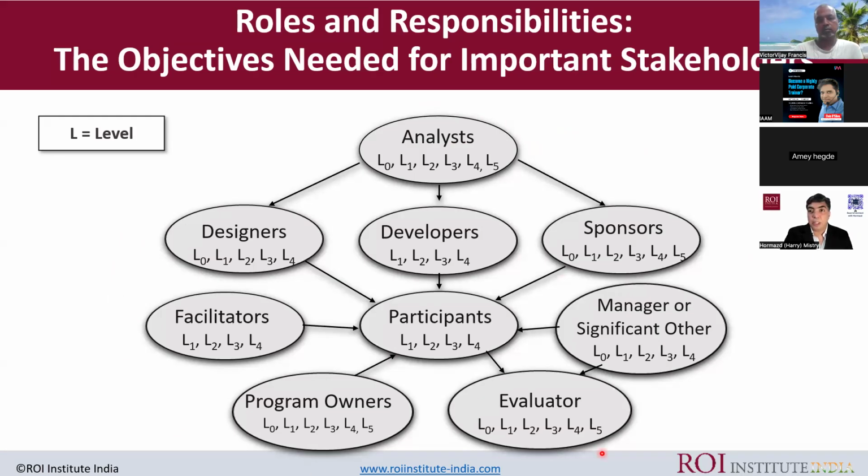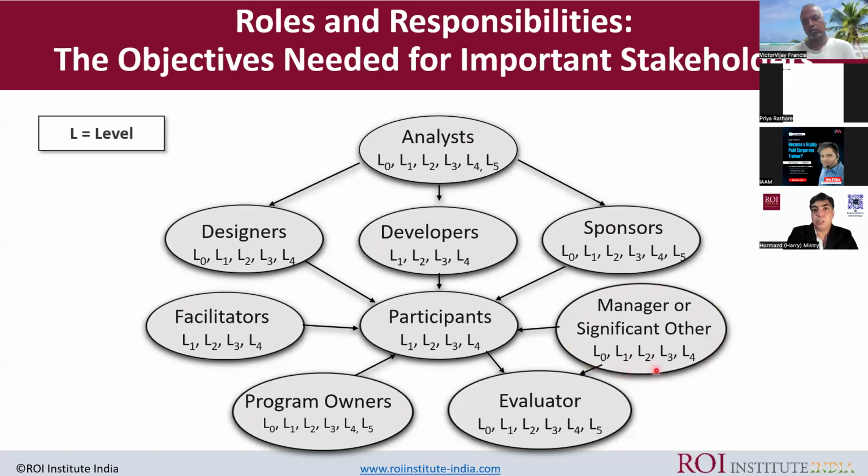And Amit, to your point, as you share these application objectives with the managers, they are the ones who will ensure that the learning has been implemented or not, whether it's being applied or not. Because if they don't provide that environment for application and implementation, your program is not going to work.